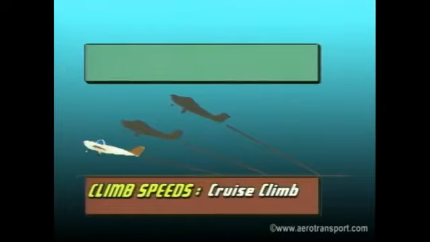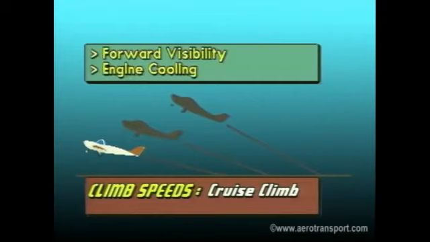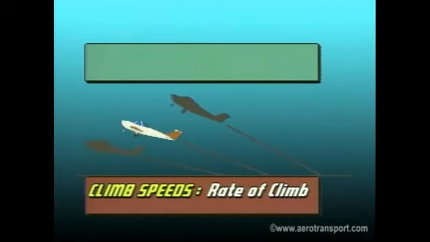One is the recommended normal climb speed. This is the speed you climb at under normal circumstances. It is higher than the best rate of climb and best angle of climb speeds, which will be defined in a moment. Its advantages are better forward visibility and adequate cooling for the engine. The recommended best rate of climb speed will give you the greatest gain in altitude in the shortest time. You would use this when you must reach a given altitude in the shortest possible time.